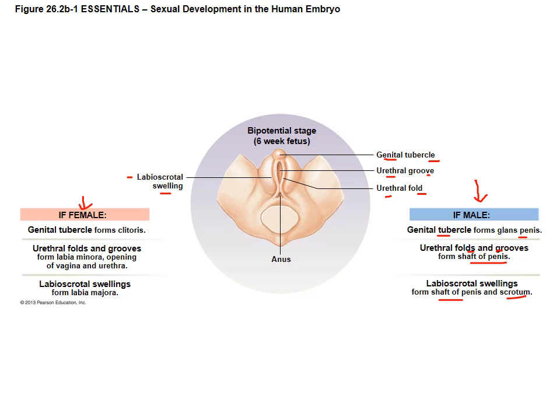During female differentiation of the external genitalia, the genital tubercle forms the clitoris. The urethral folds and grooves then become the labia minora, the opening of the vagina and the urethra, and the labioscrotal swellings then become the labia majora.